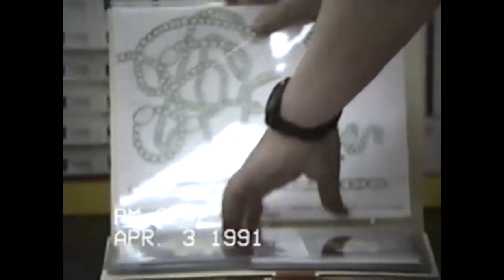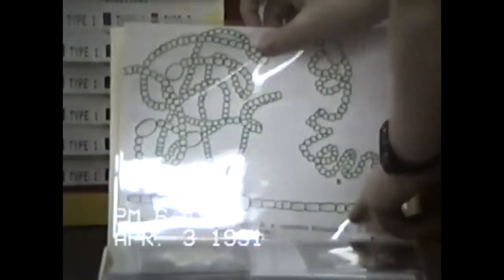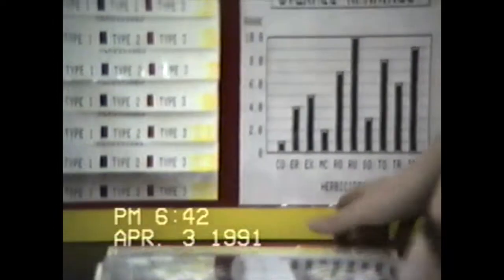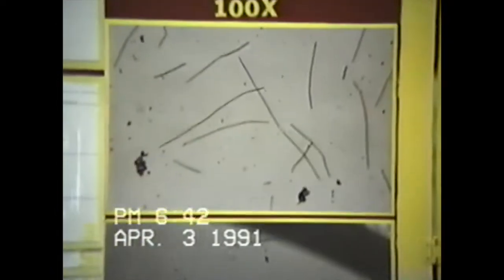This is the type of anabaena I used, long straight filaments. Here is cell division occurring right here with this heterocyst right here. The heterocyst is only involved in nitrogen fixation. After I had completed my counting, I then graphed them.